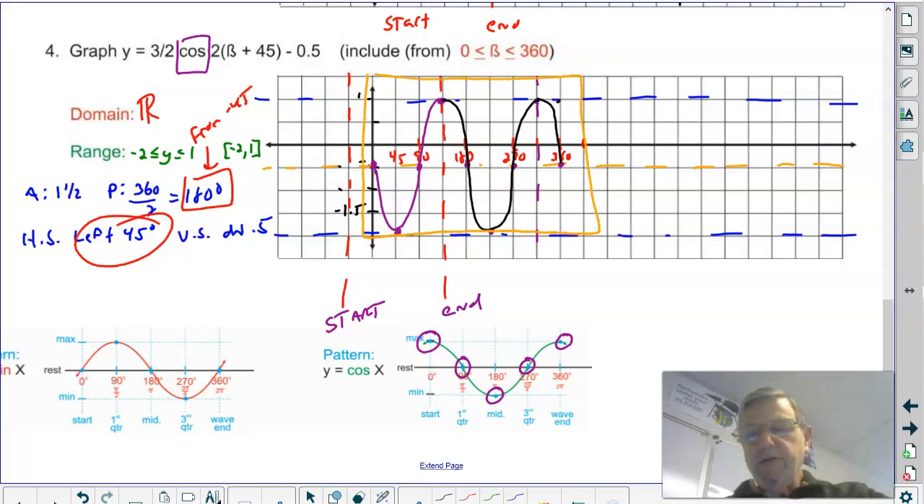Now, your scale may be a little bit different than mine. You may have made every 2 blocks 45 degrees, so yours will look more stretched out. It's the same thing, you just change the horizontal scale. But this is the look of the cosine graph over this period. Okay, hope you got it.